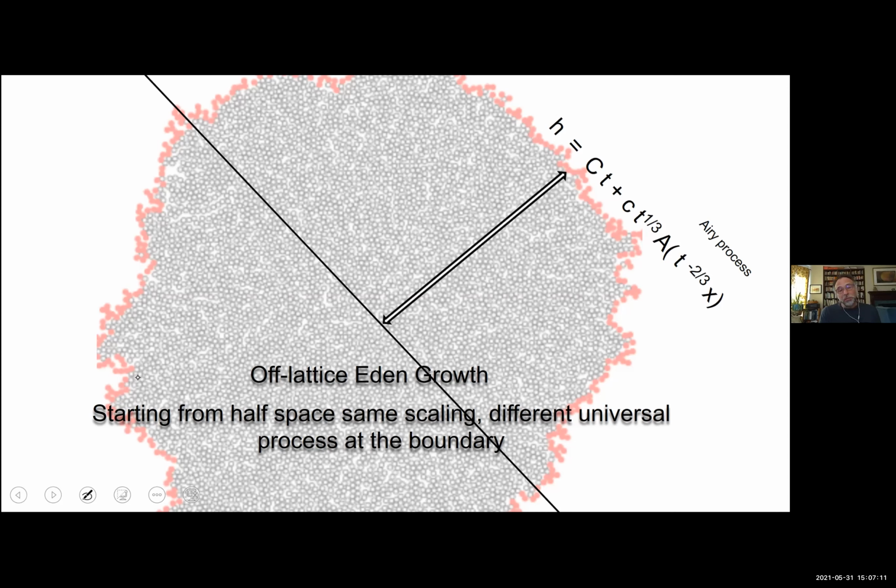Of course, one of the problems with this picture here is that h is not really a function. You can see there's overhangs, at least if you go a little bit to the side. And that makes life difficult. And so one wants models which are directed.